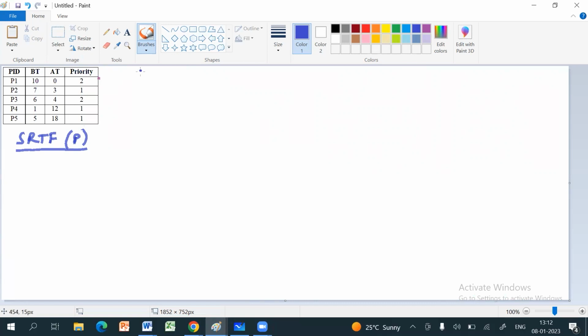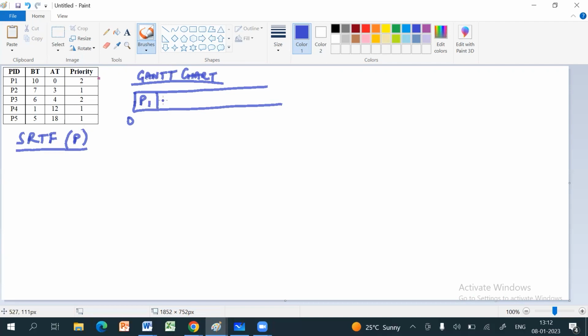So let's see that. Let's draw the Gantt chart for SRTF first. For SRTF, again, the Gantt chart obviously starts at time 0, whether you like it or not. So at time 0, P1 is the only one which is available. So P1 will start initially.